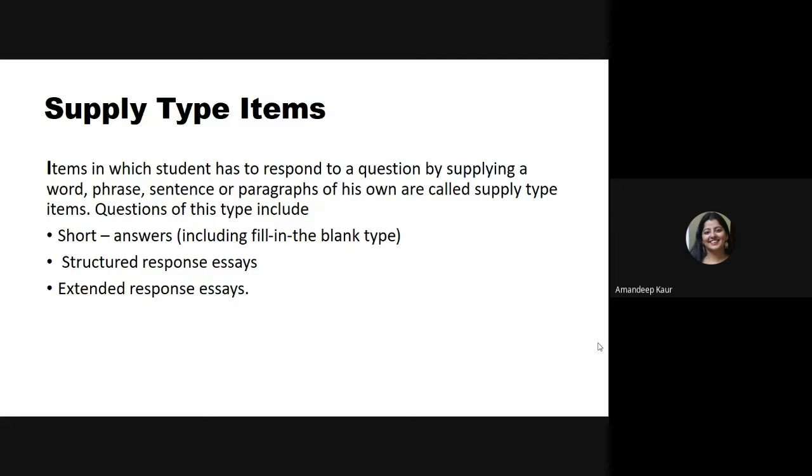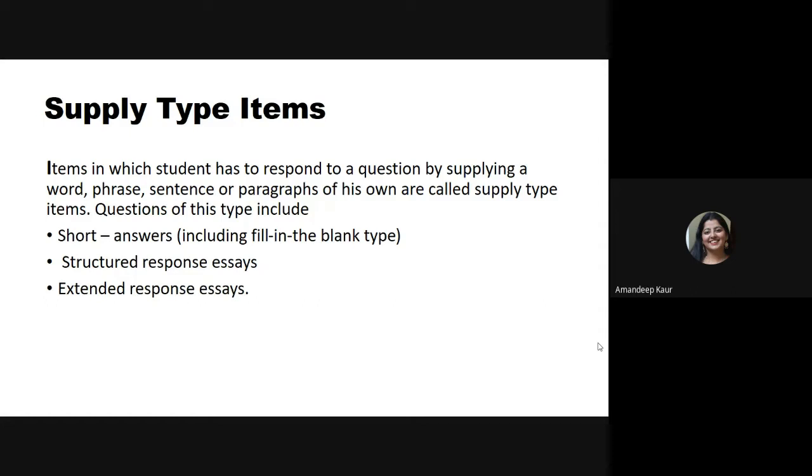Mainly in section B and section C of our paper, where the 5 mark statement, 7 mark statement, or 10 mark statement is given to the student, we go by the structured response question. Those can be extended response, or those can be closed response statements also. Section A of the paper, where the 2 mark or 1 mark statement is given to the student, these are mainly the short answer type of question.